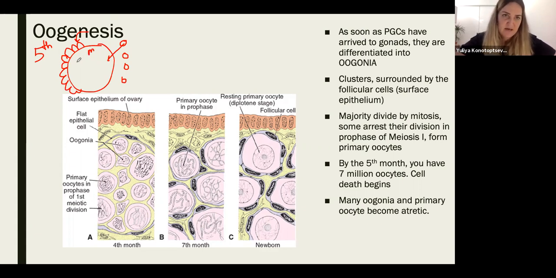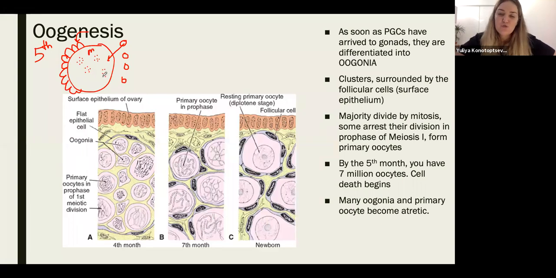So the same idea, every dot represents a PGC. I have a bunch of PGCs in one cluster, another cluster of PGCs here, another one here, and so on. Do you get it, right? So they aren't sex cords, they are clusters of PGCs.